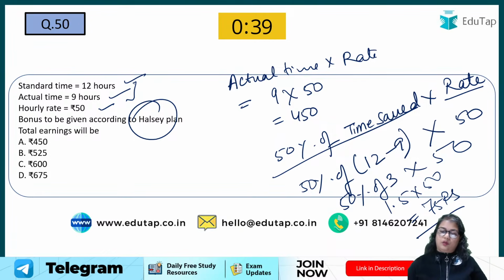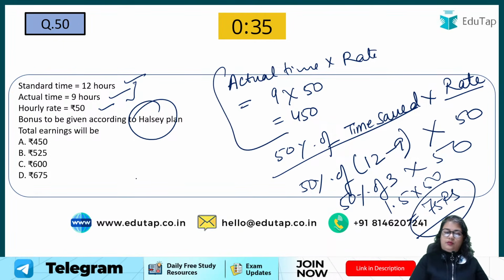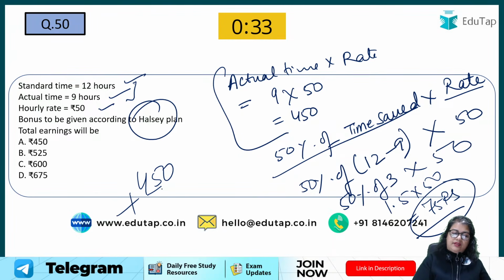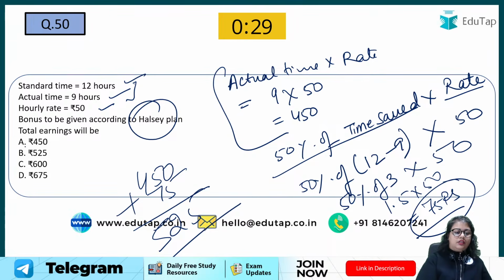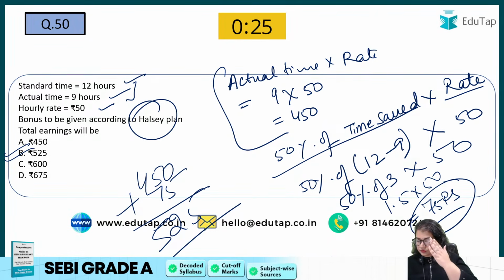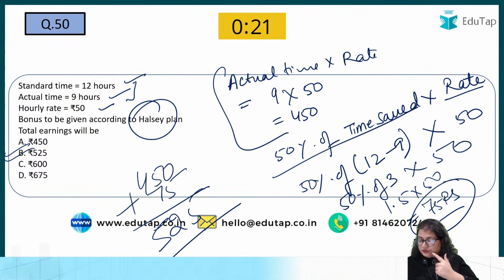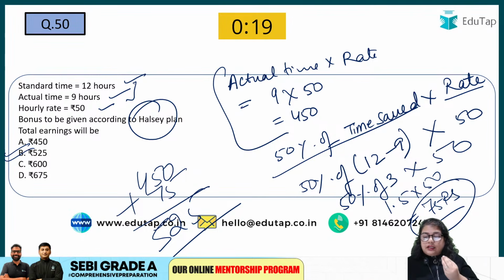This is the normal and this is the bonus. So it will be 450 plus 75, so this will be 525. So this is option B, 525. Someone said D also. Why? You have to remember the formula and also put it in correctly.